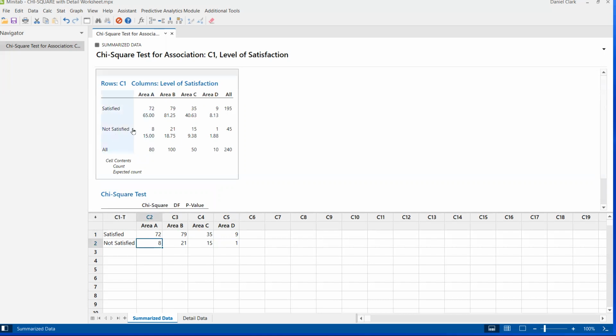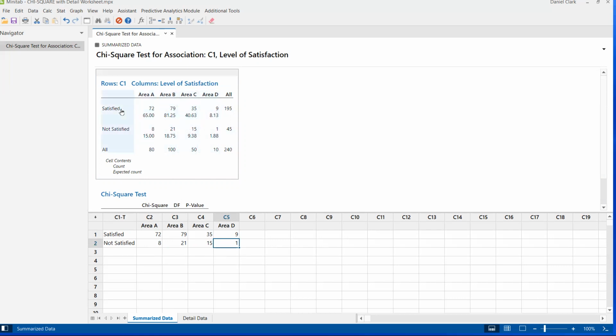And then down here, the not satisfied: 8, 21, 15, and 1. So the counts are just repeating what's right here. The expected count has to do with the assumption that there is no difference in the distribution or the proportion satisfied across the different areas. Then we would expect to see the same proportion satisfied versus not satisfied in each area.